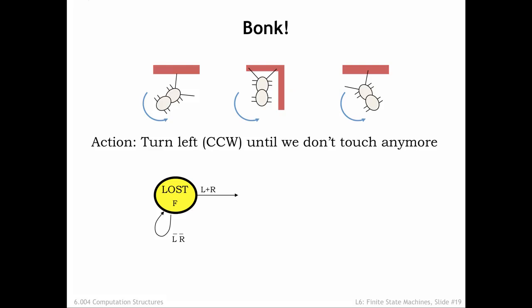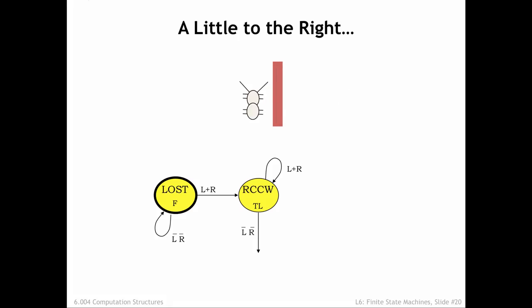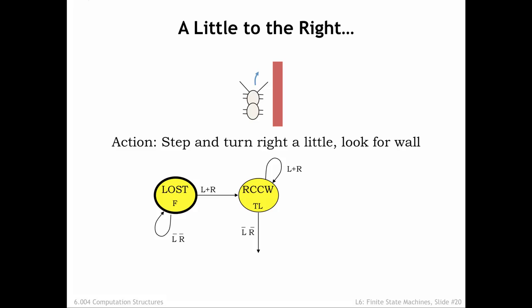To implement the right-hand rule, the ant should turn left, counterclockwise, until its antennae have just cleared the wall. To do this, we'll add a rotate counterclockwise state, which asserts the turn left output until both L and R are 0. Now the ant is standing with a wall to its right, and we can start the process of following the wall with its right antenna. So we have the ant step forward and right, assuming that it will immediately touch the wall again.